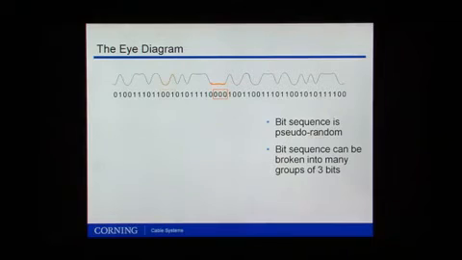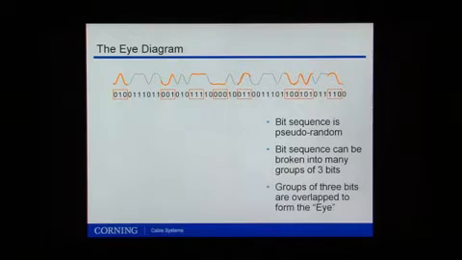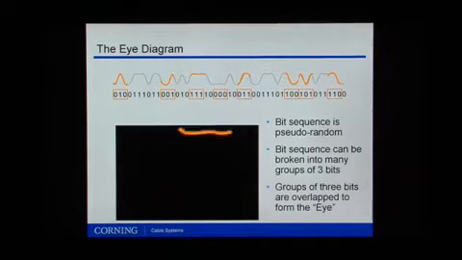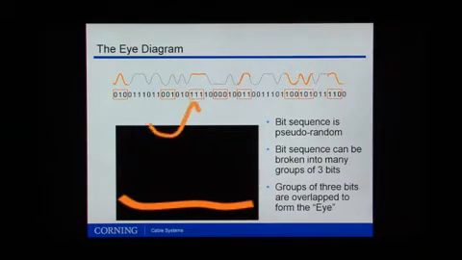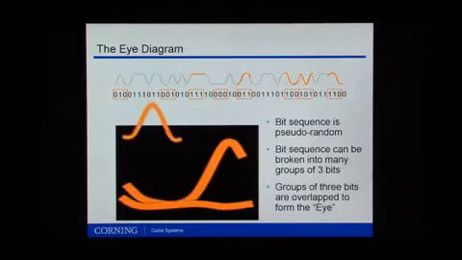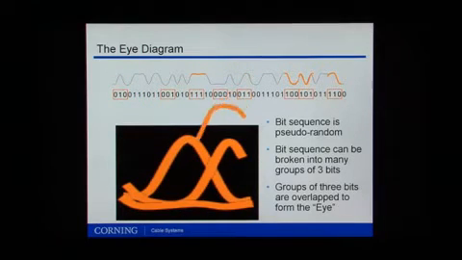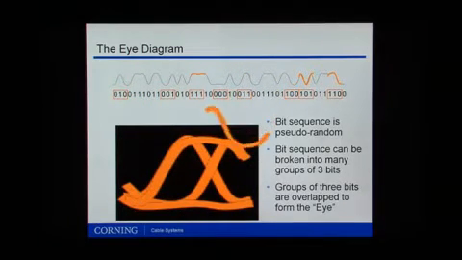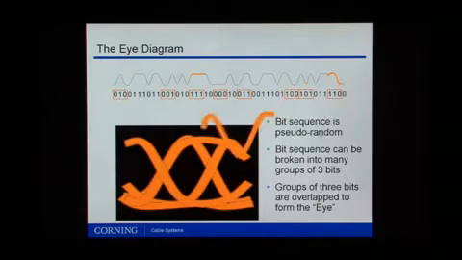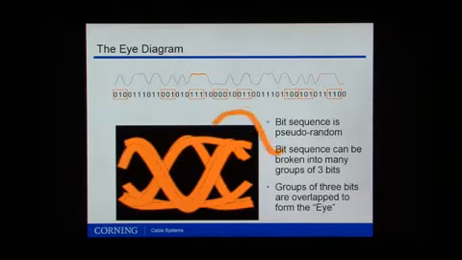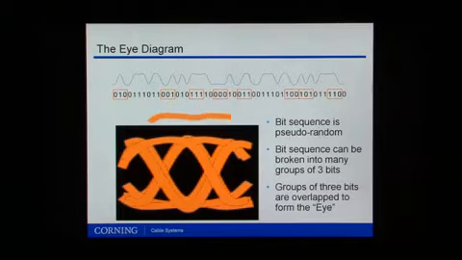And then we can break this down into groups of 3 bits, from a 000, 001, and so on, all the way up to a 111. These groups are then overlapped to form the eye diagram. This overlap tells us about the amplitude of the bits as well as the transition points.